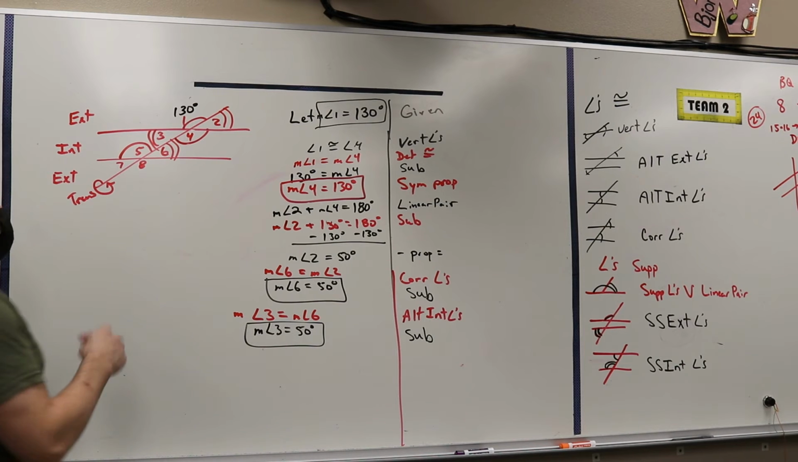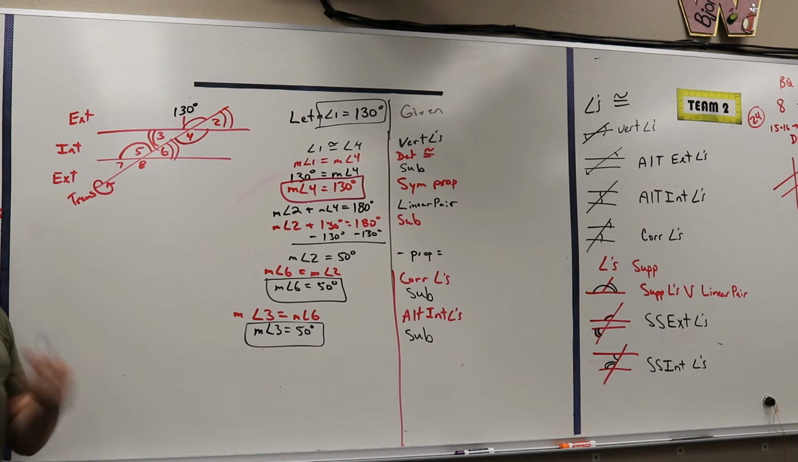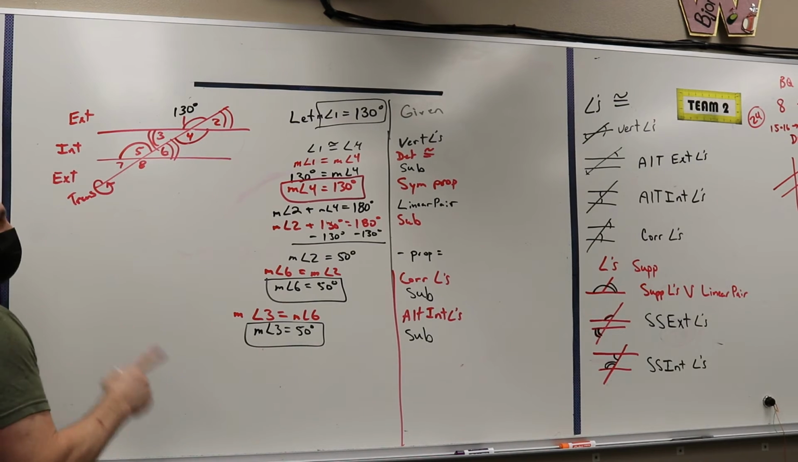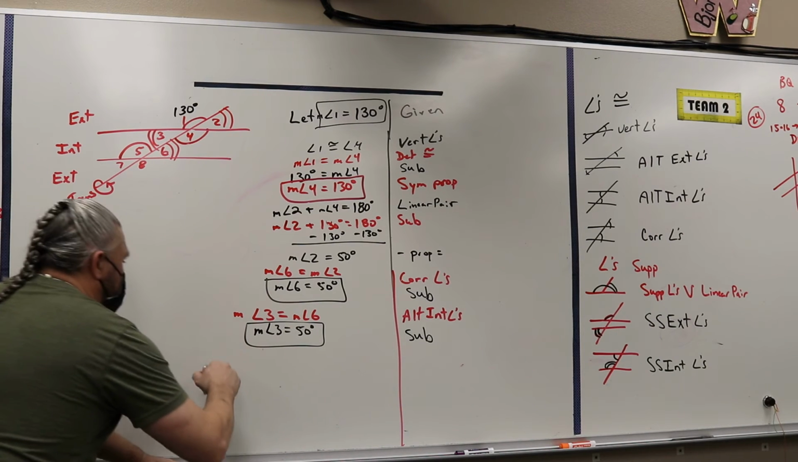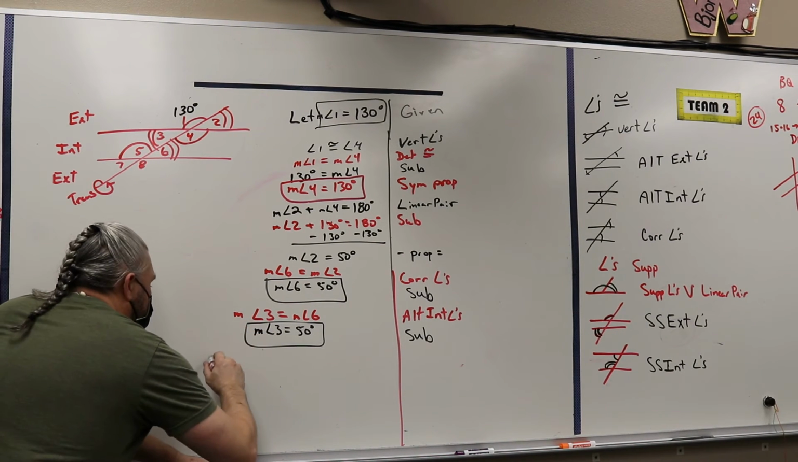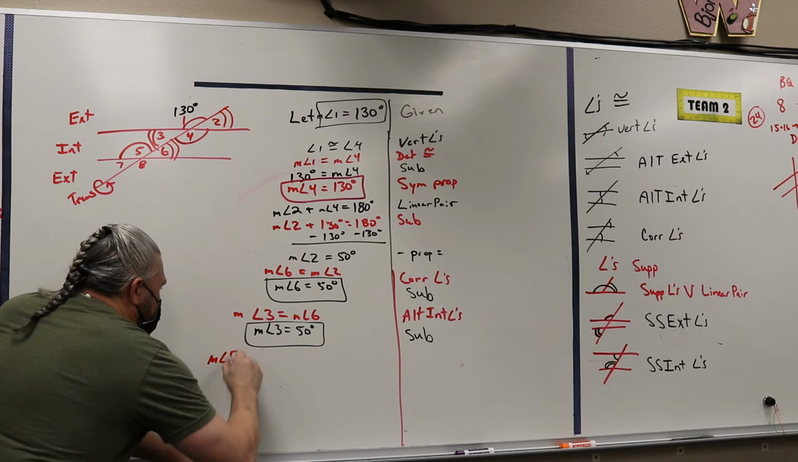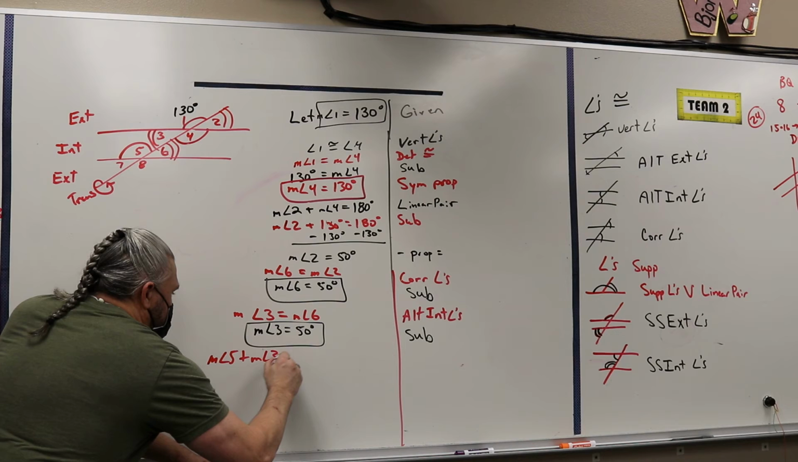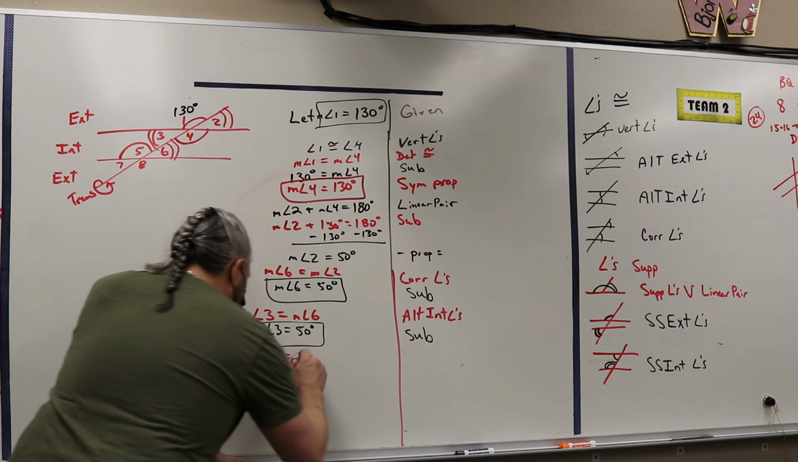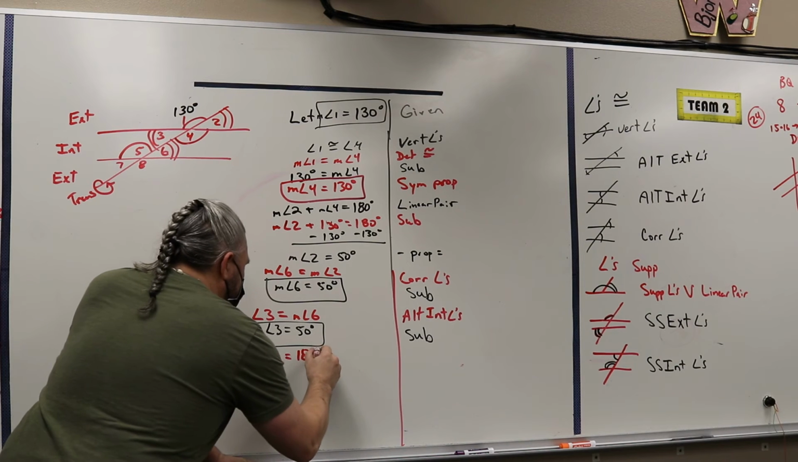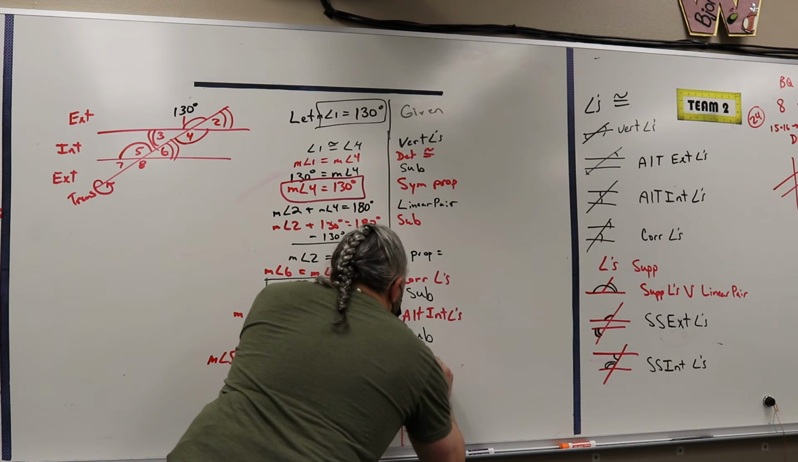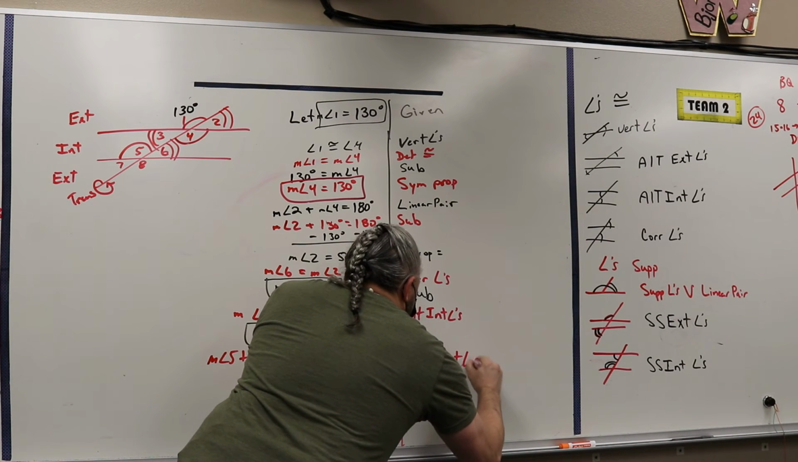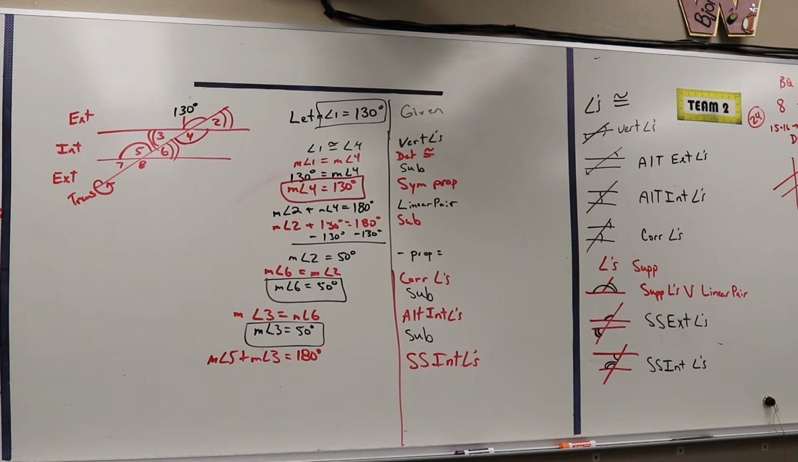Oh, so angle 5 and angle 3 are what? Same side interior. What are they? 180 on the same side. They're 180 degrees. Which one do you want to put first? Let's do 5. The measure of angle 5 plus the measure of angle 3 is equal to what? 180. Why? Because they're same side interior angles. Now we use the new property, right?